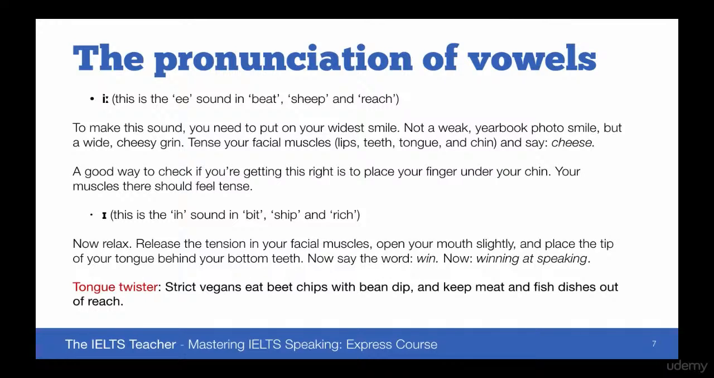Final tongue twister. Strict vegans eat beet chips with bean dip and keep meat and fish dishes out of reach. Try saying that tongue twister with your finger under your chin.